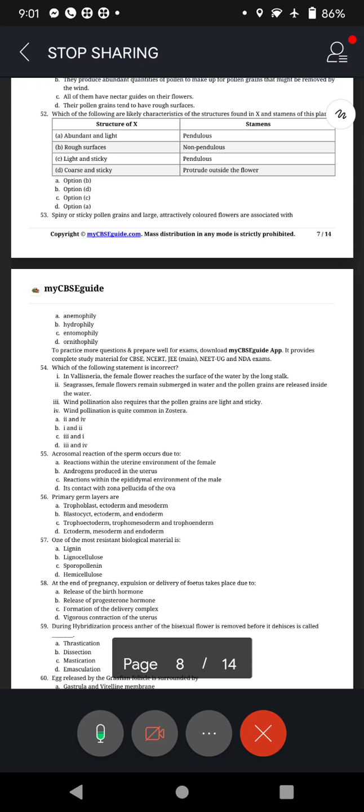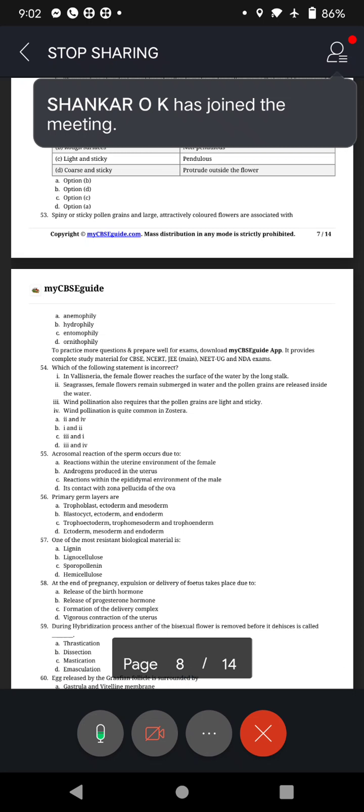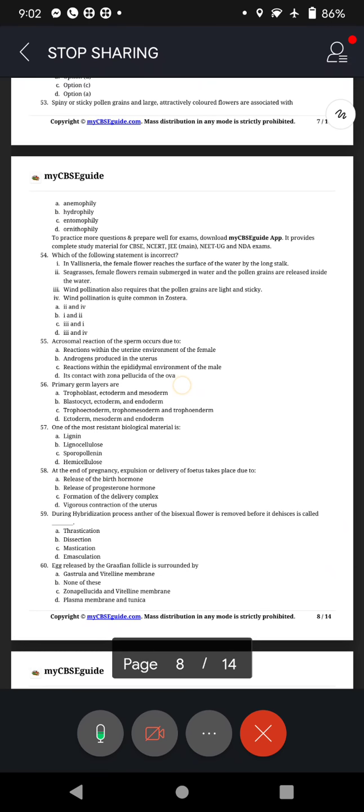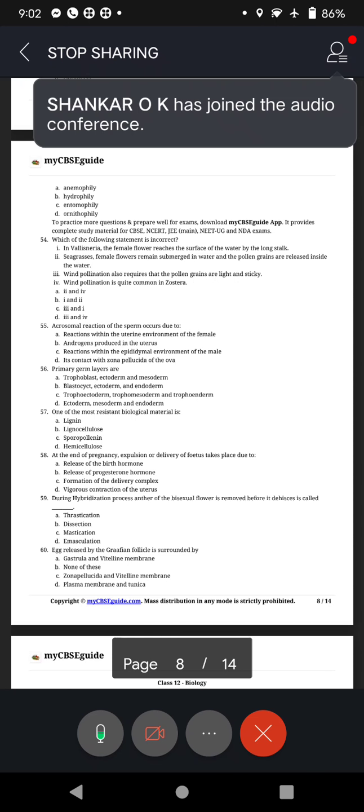Next, question number 58. D. As expected, vigorous contractions of the uterus will pull the baby out. So, expulsion or delivery of the fetus takes place due to vigorous contraction of the uterine walls at the end of the pregnancy. And who is helping for this? Oxytocin, hormone released from pituitary gland, causes stronger contraction to cause the expulsion of fetus. So, oxytocin is very, very important.